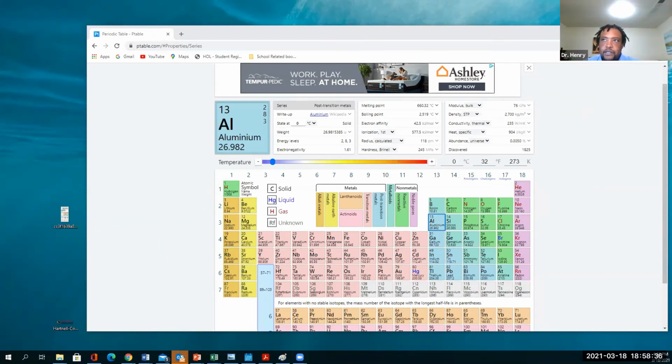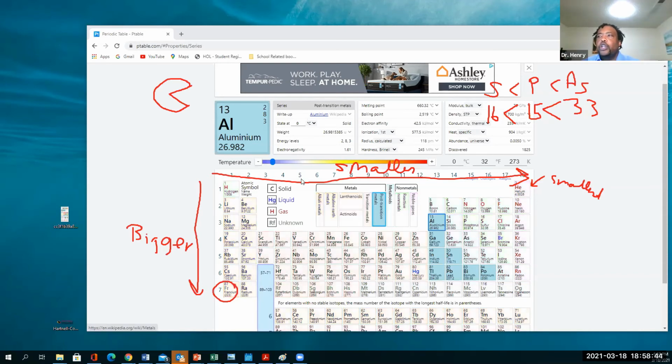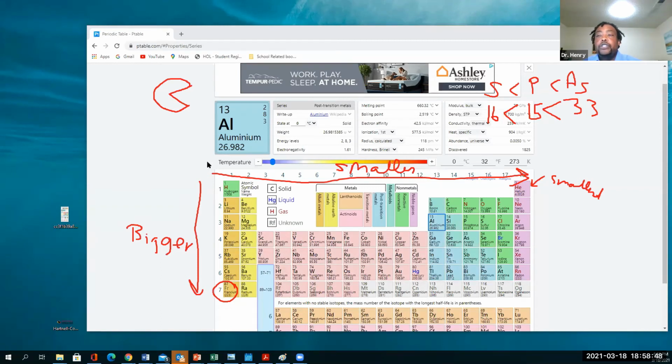Can you explain that one more time, Dr. Henry? About how you went from 15, 16, and which one was the smallest one? No, I want you to explain it to me. Look at what the table said. As we go from left to right, it gets smaller. As we go from top to bottom, it gets bigger, right? So we're looking at atomic numbers 15, 16, and 33.